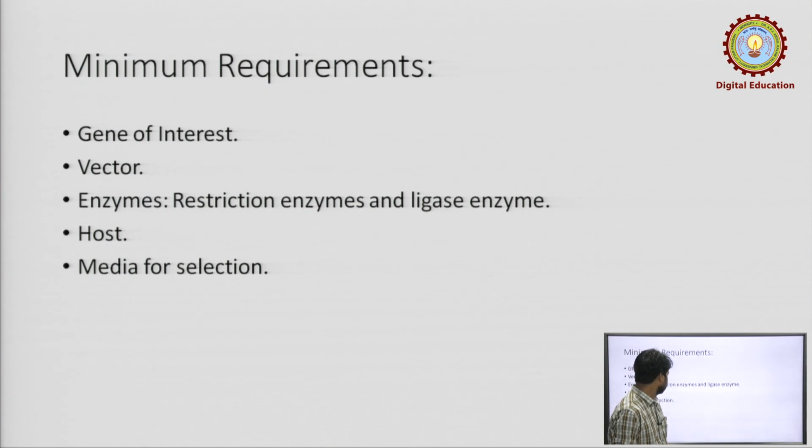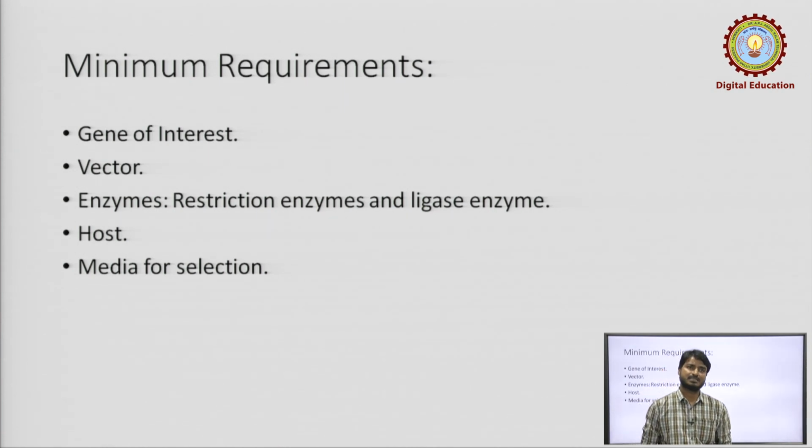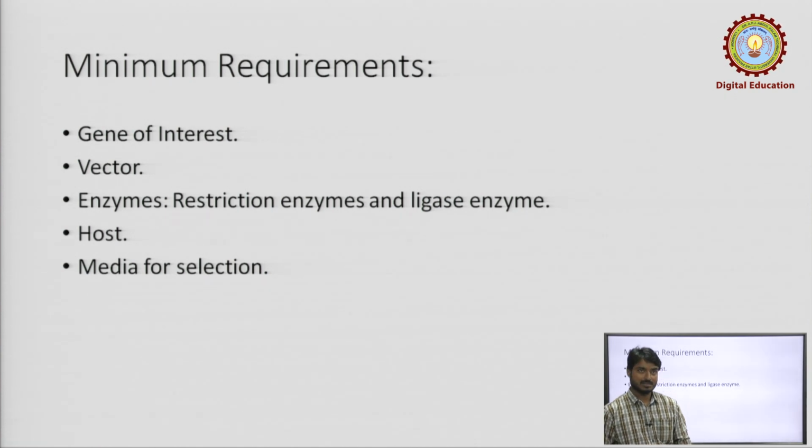The next is enzymes. There are basically multiple types of enzymes. Here the first category we require is the restriction enzyme, and next is the ligase enzyme. We will learn about these enzymes and how they work in later slides. And next is the host. Host is where we insert our vector. In the host, the vector will multiply and make multiple exact copies of our gene. And the next is the media for selection.